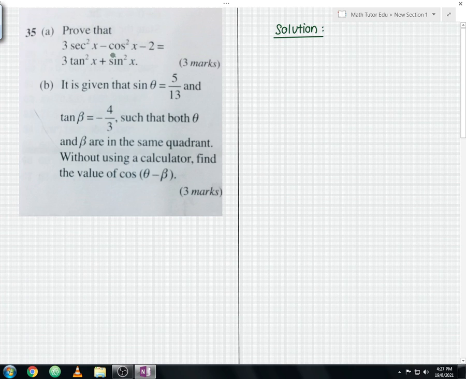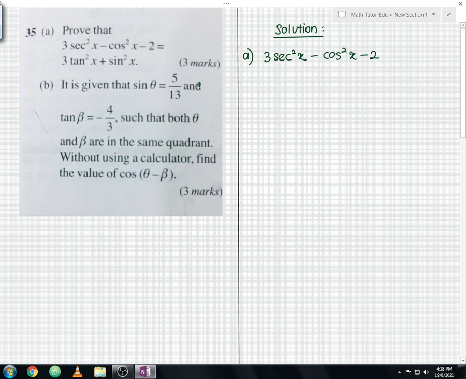For the question part A, it is involving the proving where left hand side should equal right hand side. To solve this question, you can actually use any one of the sides for the proving, but I'm going to use the left hand side. So let me write down this equation into my working here. Given that 3 secant square x minus cos square x minus 2. By the end of my working, I should get 3 tangent square x plus sine square x.